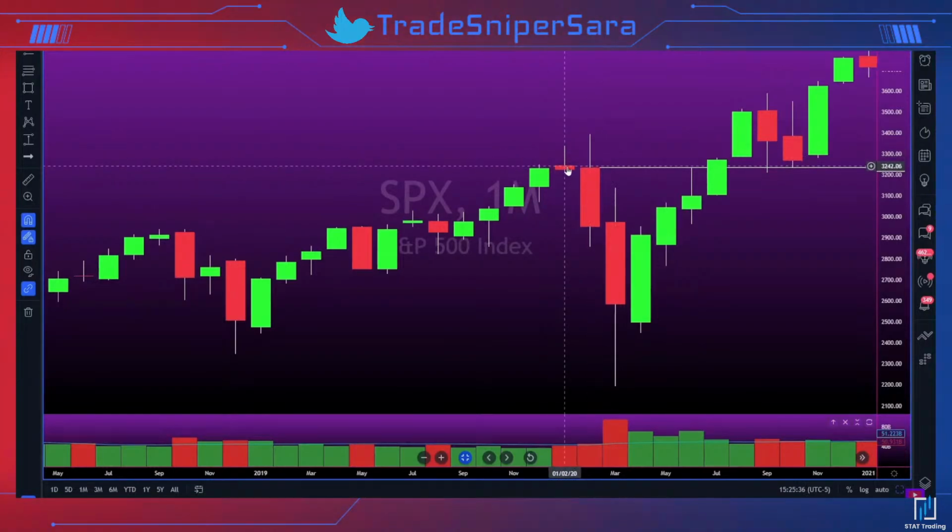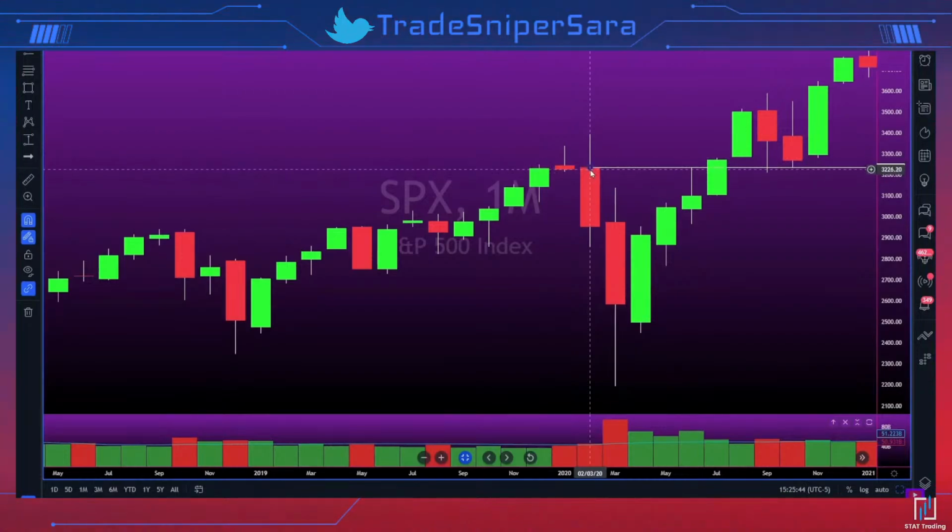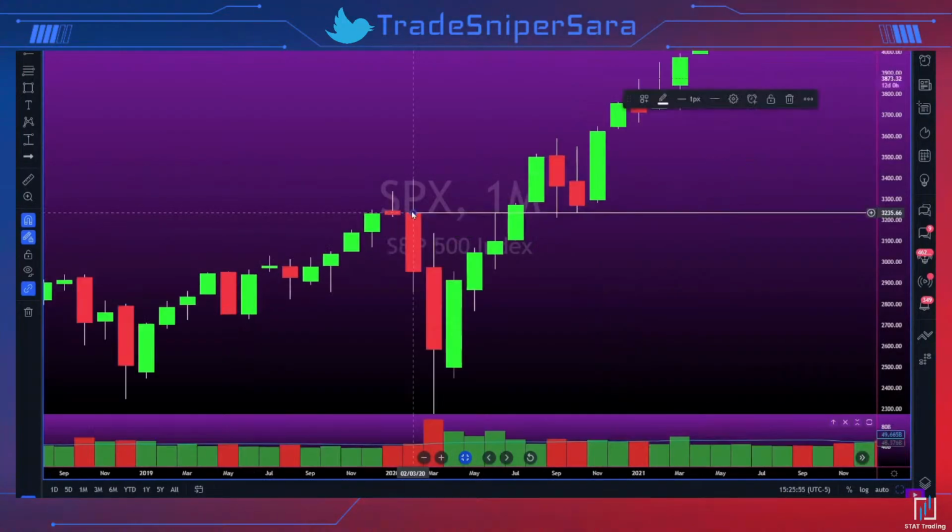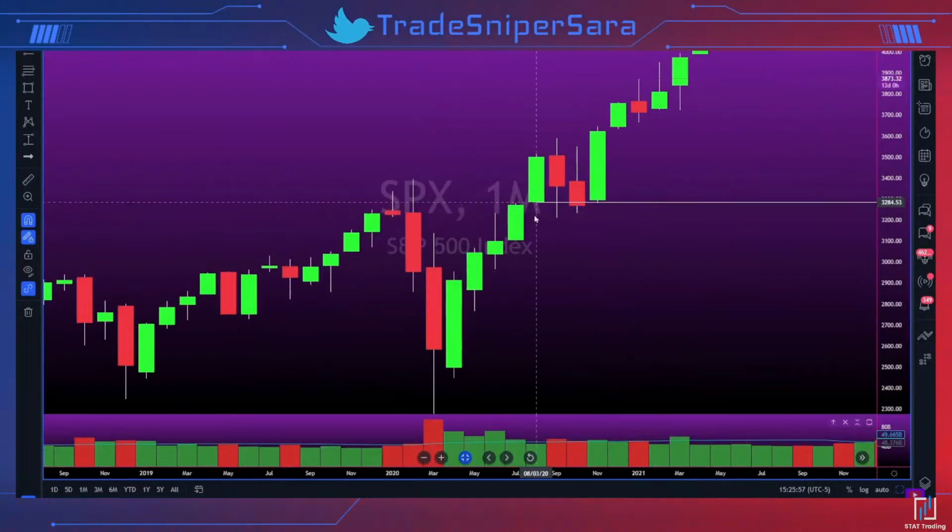It has nothing to do in relation to its previous candle. Everything is based on the current candle when we're talking about time frame continuity. Let's do a green example.